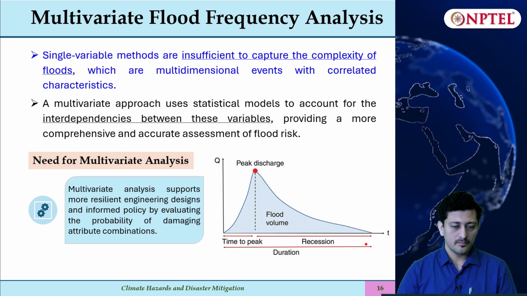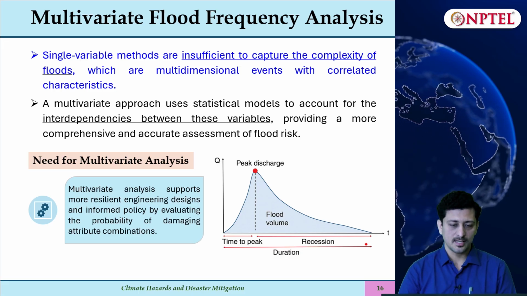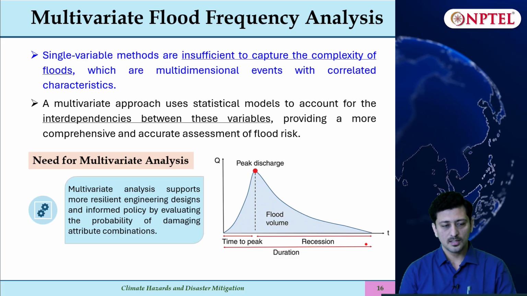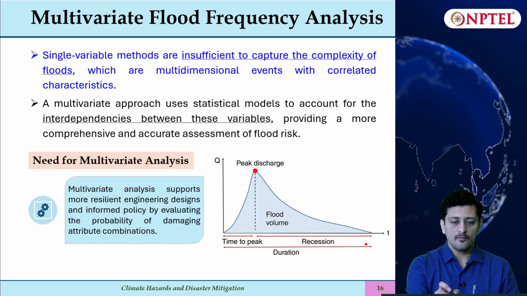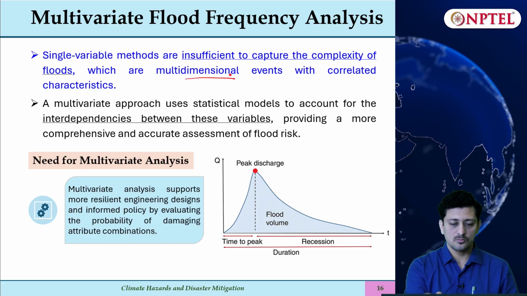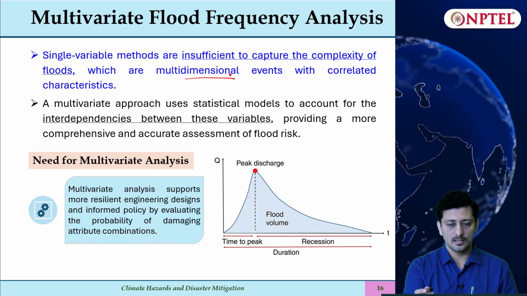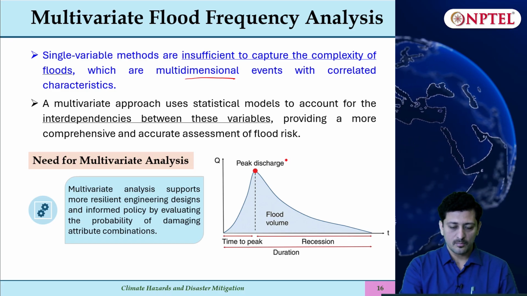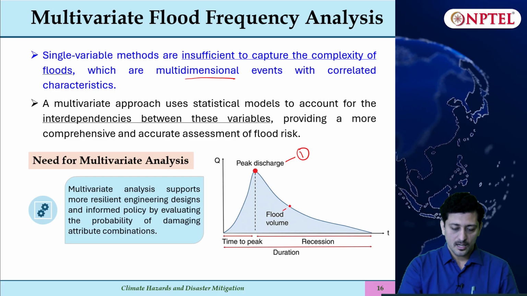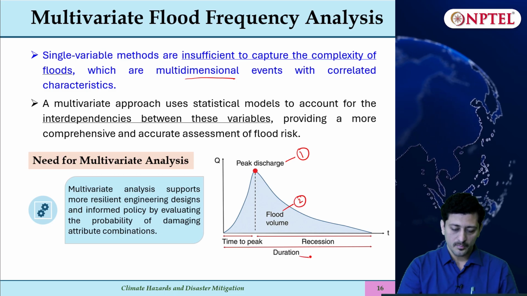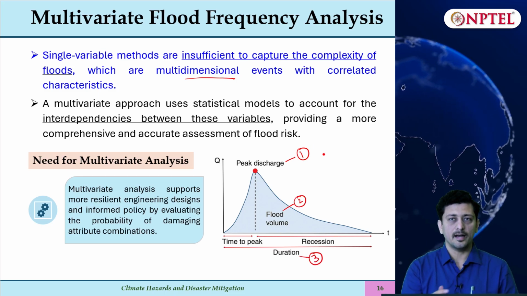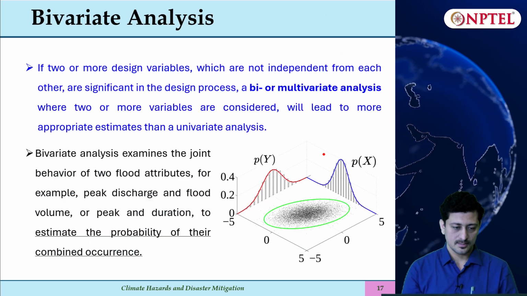So that is why we'll go with the multivariate flood frequency analysis, because single variable methods are insufficient to capture the entire complexity of floods, which are multidimensional in nature, and that is why we require methods which consider interdependency between these variables. For example, one of the variables can be peak discharge, second can be the flood volume, third can be the duration. So these variables are interdependent, and that is why we require multivariate analysis.